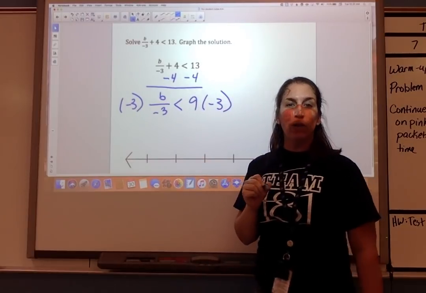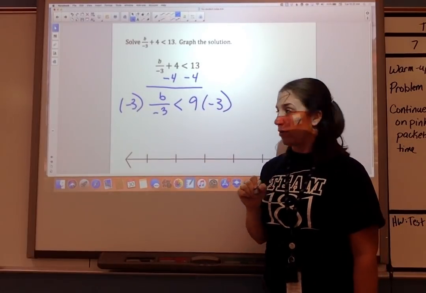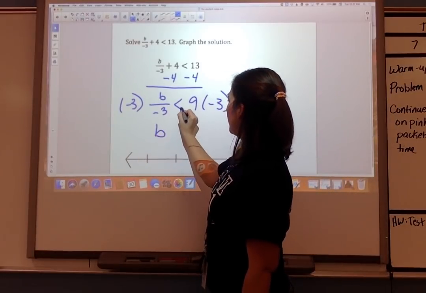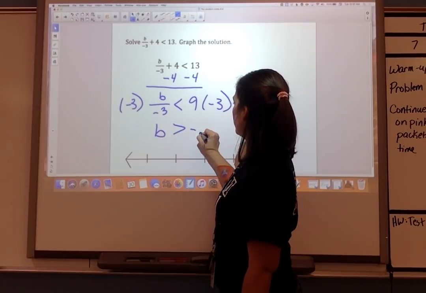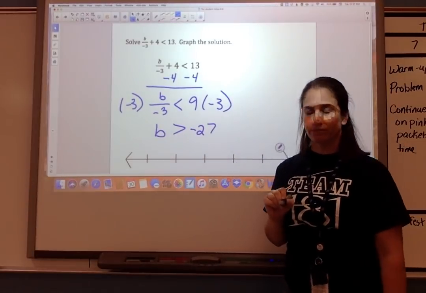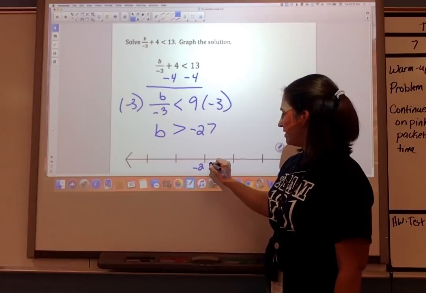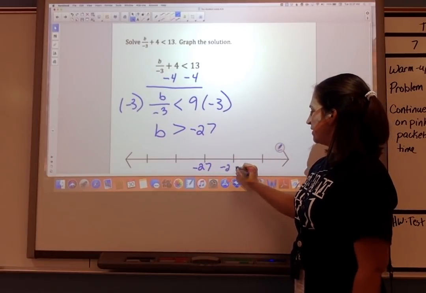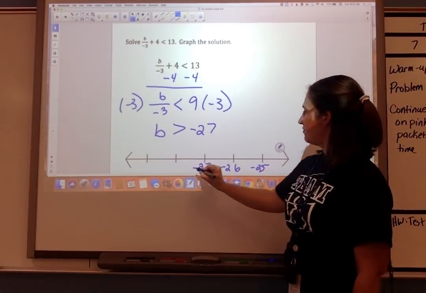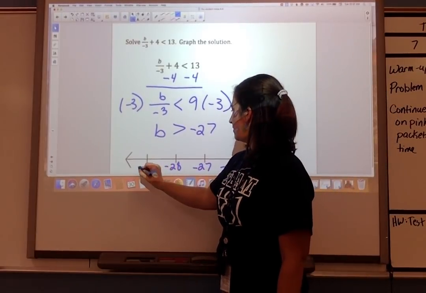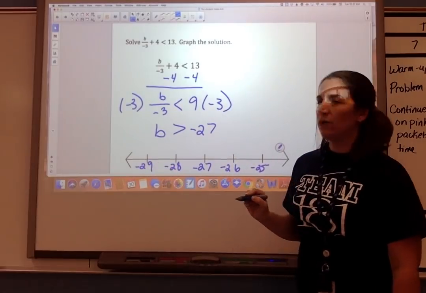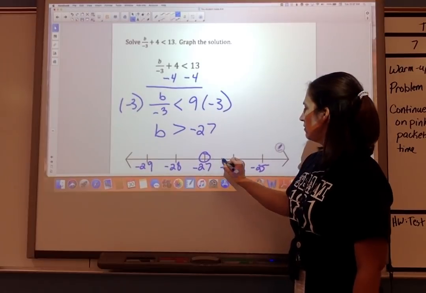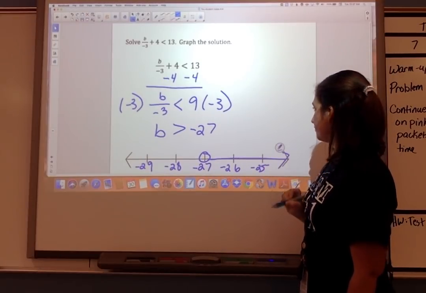Now, we know that when we multiply by a negative number, that flips the inequality symbol. So here we're going to have b is not less than, but greater than negative 27. So we want negative 27 somewhere on our number line. We want to get closer to 0 here, so this would be negative 26, negative 25, negative 28, negative 29. And we want b is anything greater than negative 27, so not including, but greater than.